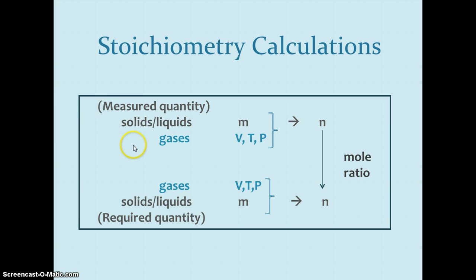So, taking a look at this, we start with our measured or given quantities and we'll turn it into moles. We use the mole-to-mole ratio given from the balanced chemical equation, and we will turn that into whatever is given. Now, with solids or liquids, we're using mass. With gases, volume, temperature, and pressure in both cases.